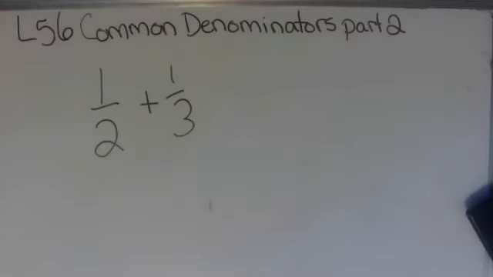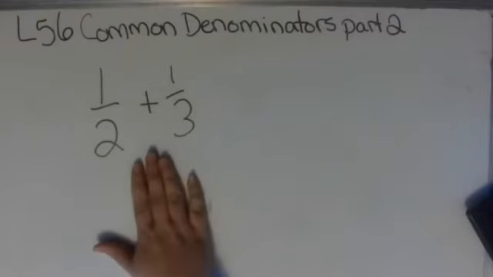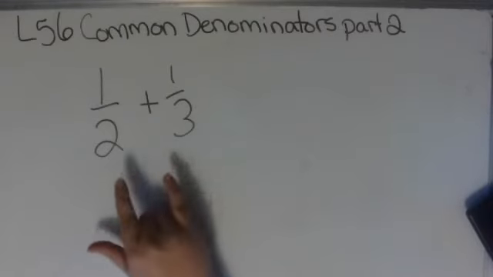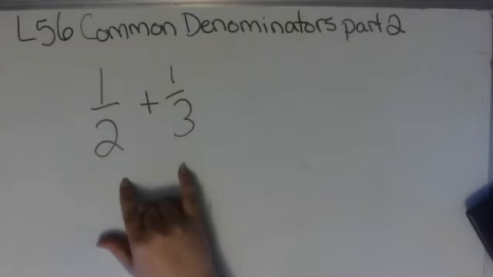This is lesson 56 for course 1, common denominators part 2. So when you're looking at common denominators, the reason we need them is when we're adding or subtracting, we need to have common denominators, or the same denominators. Remember, our denominators are our bottom numbers. So for example, for this question, I cannot add these two together because they don't have common denominators. Okay, so I need to change them so that they have common denominators.